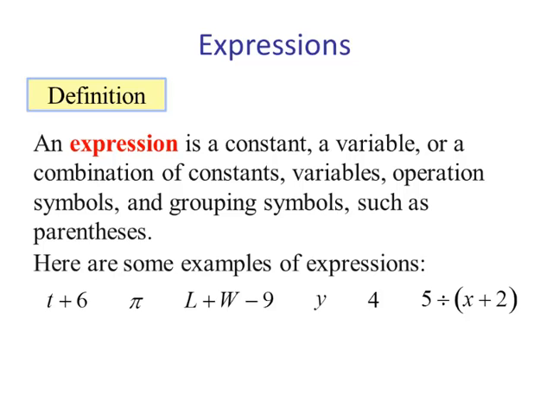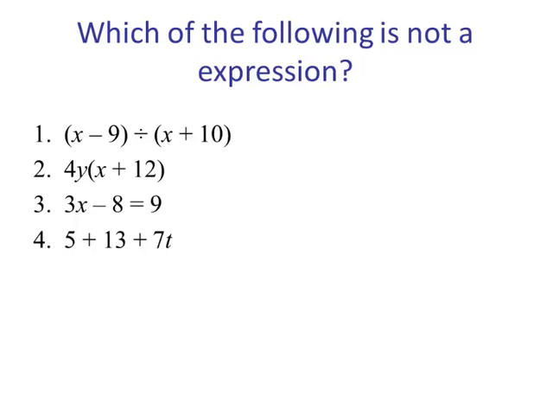So all these are expressions. They can be numbers, they can be variables, and they can be a combination of both involving operations. Which of the following is not an expression? Number 3, 3x minus 8 equals 9, is an equation because it has an equal sign.